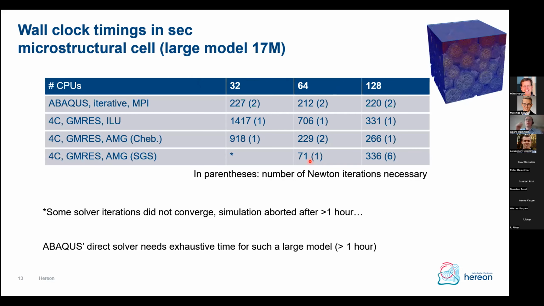If you have a look now at our large example, we skipped the 8 and 16 processor calculations. We skipped the direct solver for Abacus because it just took too long, more than an hour. And we focused here on the iterative ones. And it was quite interesting. Abacus gave more or less the same timings, independent of the number of processors, always 2 Newton iterations. And here we can see these numbers, actually one of the smaller ones in the full table.